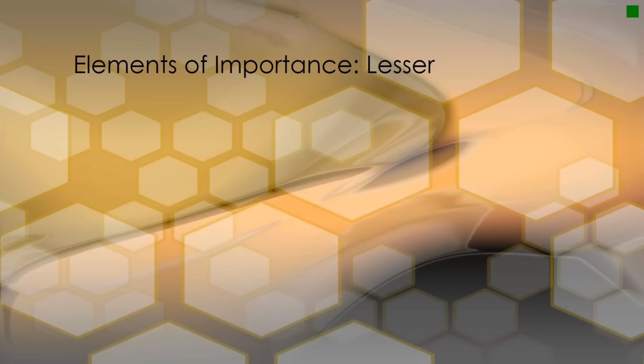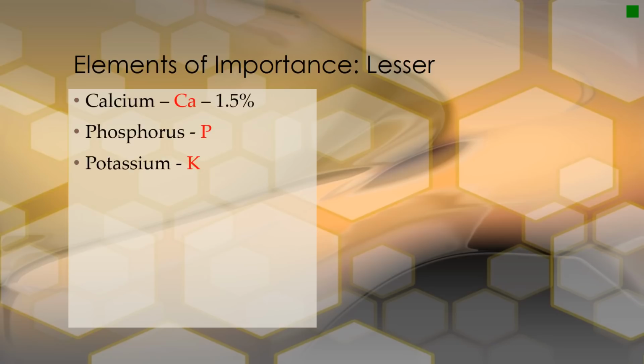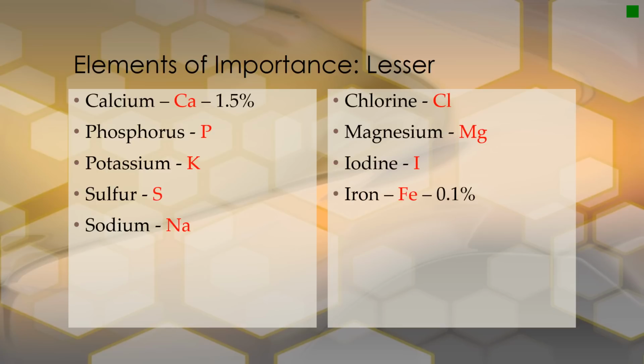The next group of elements are called the lesser elements. They're still important to the human body and they're required for proper functioning, but they exist in lower concentrations than those first 4 that I just discussed. There's a group of 9 of them. They include calcium, phosphorus, potassium, sulfur, sodium, chlorine, magnesium, iodine, and iron. Now notice that their concentrations range from 1.5%, which is calcium, down to 0.1%, which is iron. So they exist in much lesser quantities as compared to the major elements, the 4 major ones that I previously discussed.